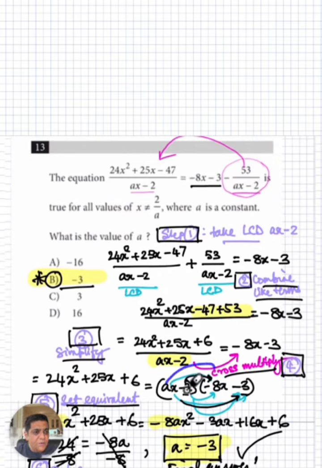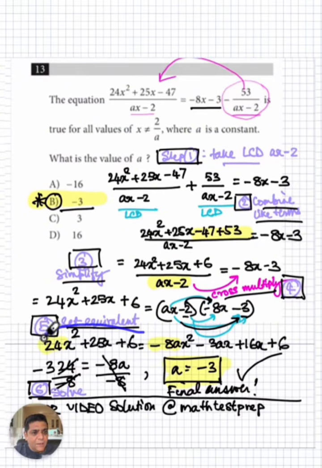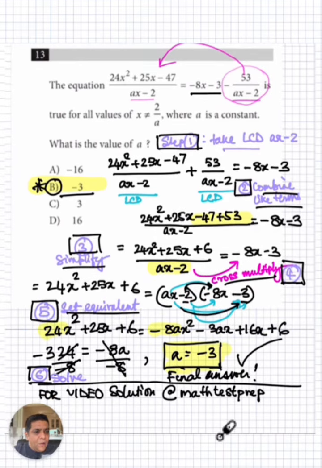Now let's go ahead and distribute all of these terms, and when we do that, we get something in this form. On the left hand side we have this, on the right hand side we have all of this stuff. Now we want to set this equivalent to whatever we are finding here. So the x squared term has a coefficient of negative 8a, and the x squared term here has a coefficient of 24. So we can set them equal to each other because this is the x squared term.